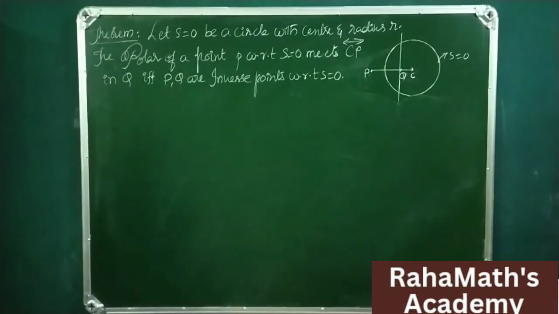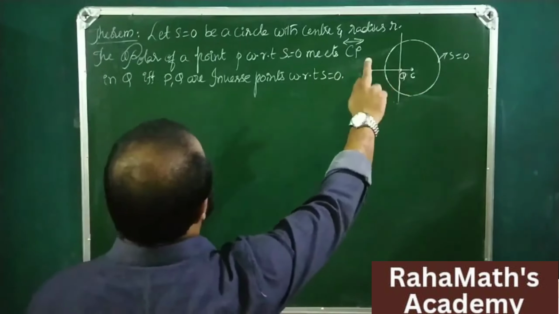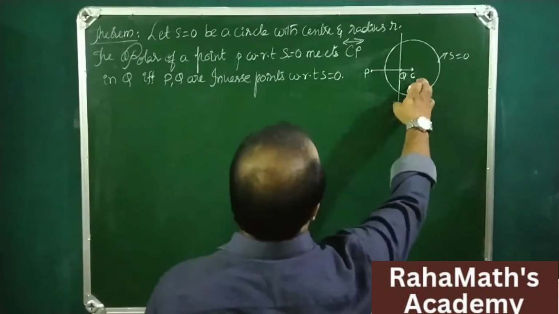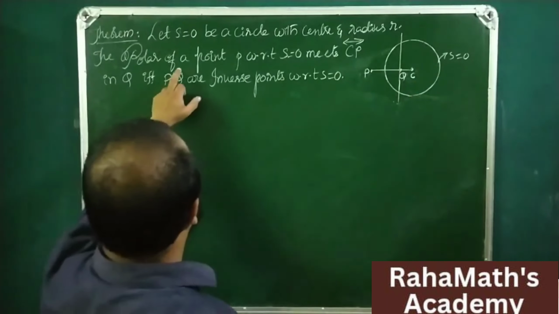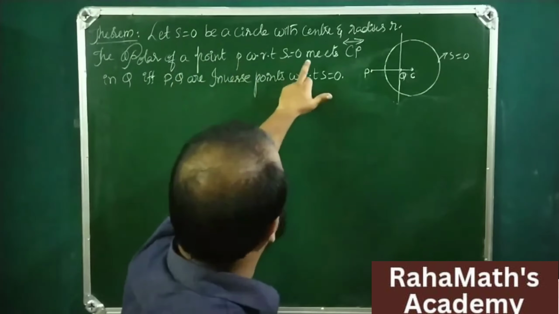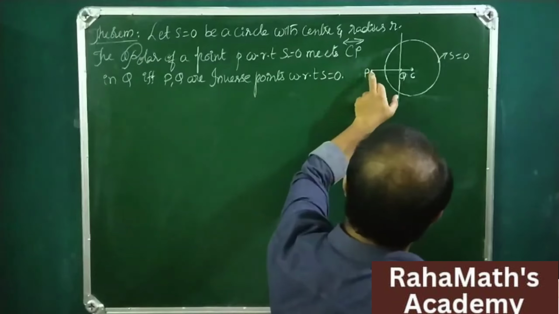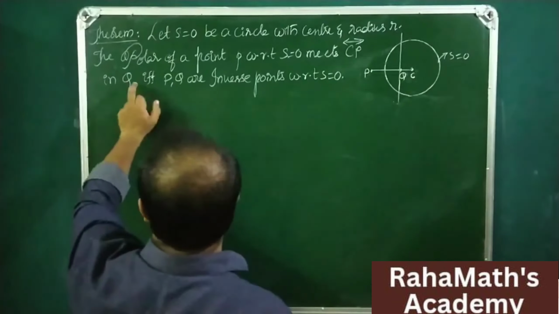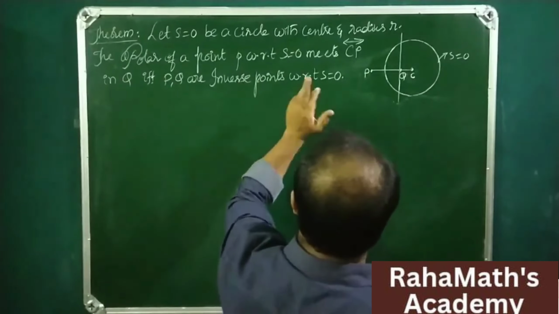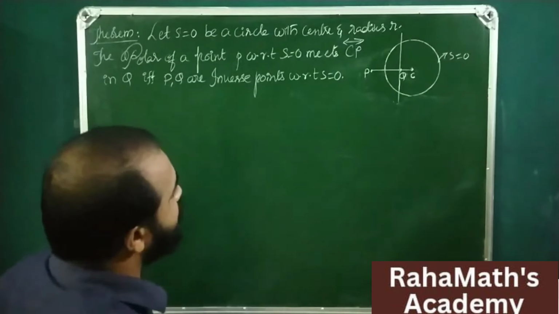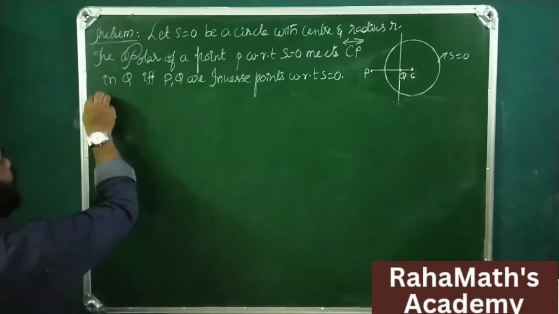So the theorem is: let S = 0 be the circle with center C and radius r. The polar of a point P with respect to the circle S = 0 meets CP in Q if and only if P and Q are inverse points with respect to S = 0. Proof.